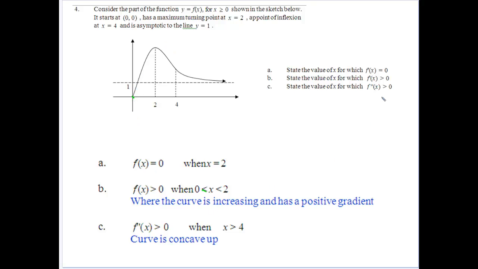And where's the second derivative greater than 0? Well, where the curve's concave up. We can see where it changes concavity. It's concave down all the way there, and we're told it changes concavity at x equal to 4. So x is just greater than 4, it's concave up. So that's what we're looking at there.